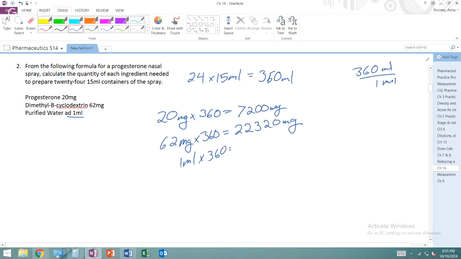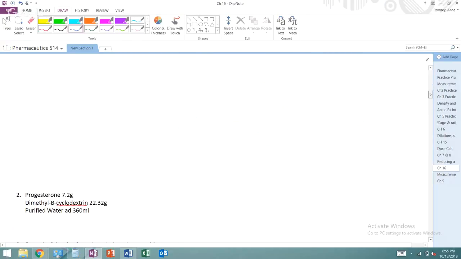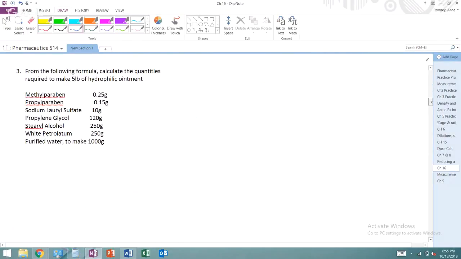All right, and that is essentially 22.32 grams. And this is 7.2 grams. And this is 360 milliliters.